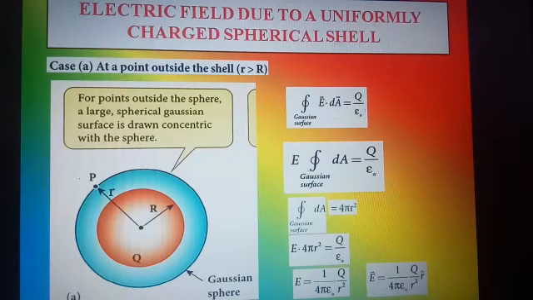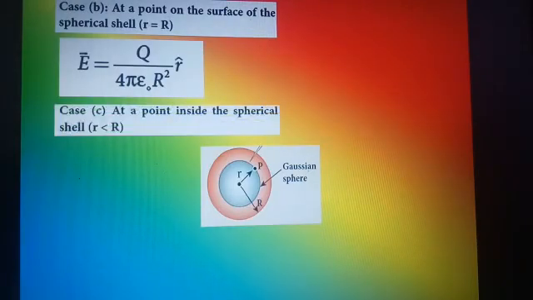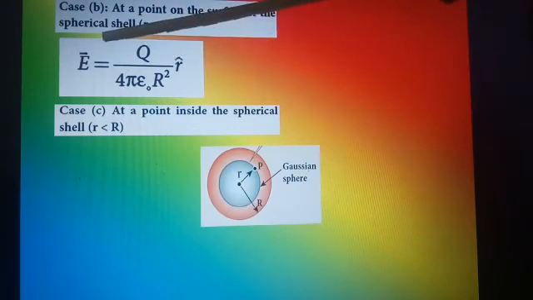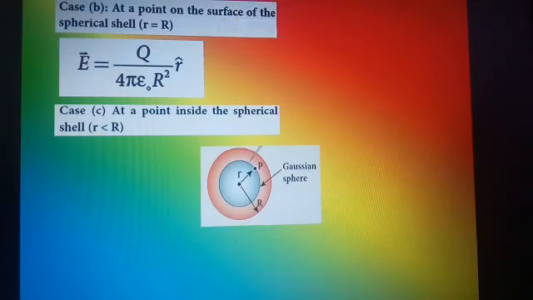So from the equation we infer that the electric field at a point outside of the shell will be the same as if the entire charge Q is concentrated at the center of the spherical shell. And case B, the electric field at points on the spherical shell of radius capital R. That means instead of small r we can use capital R. So the formula is E vector is equal to Q by 4 pi epsilon naught R square into r cap.